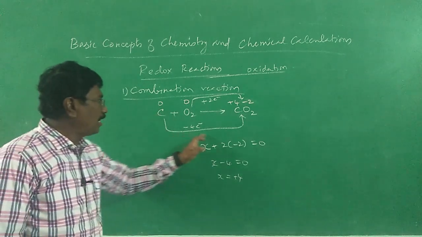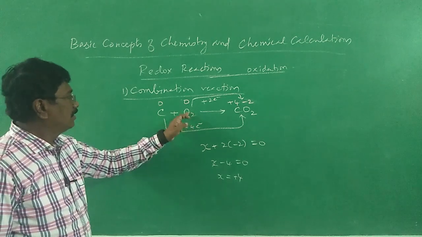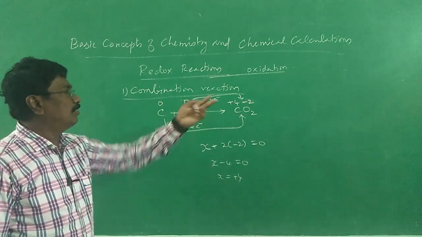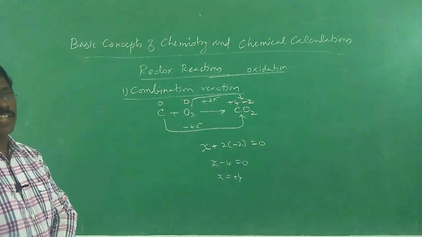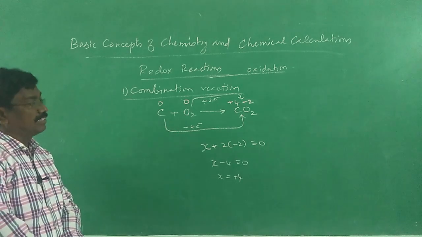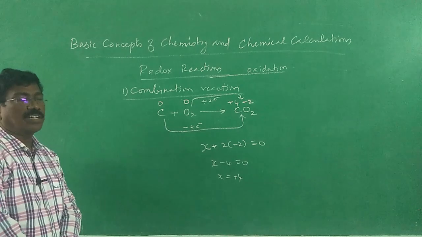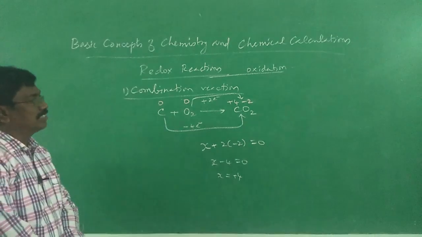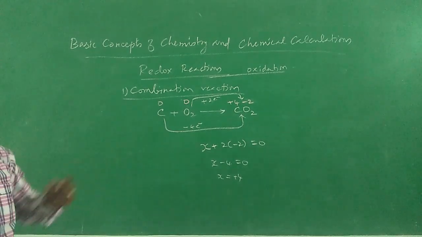One carbon atom loses 4 electrons. Two oxygen atoms, 2 into 2 electrons, again totally 4 electrons gained. It is said to be a redox reaction of combination type. Here carbon and oxygen get combined to form carbon dioxide, and at the same time both elements underwent redox reaction. One is oxidized, another is reduced, and therefore it is said to be a redox reaction of combination type. All right.